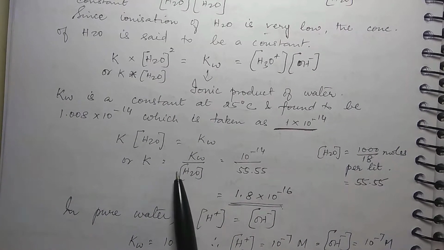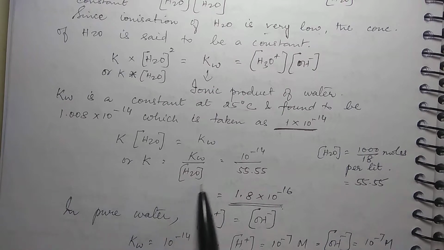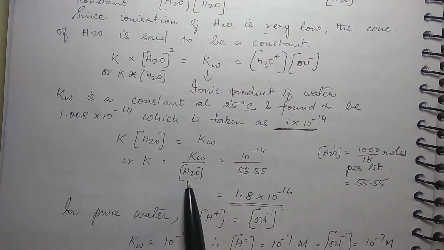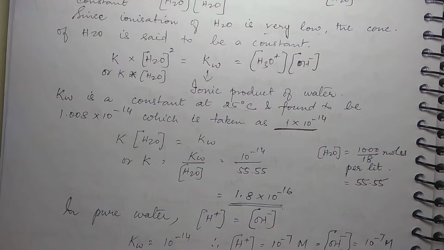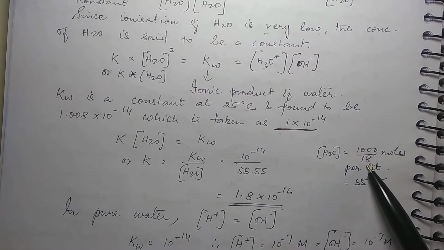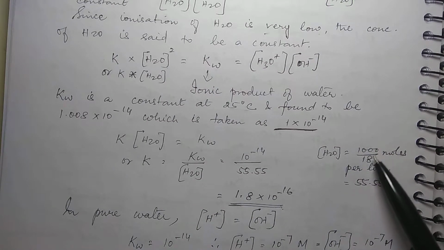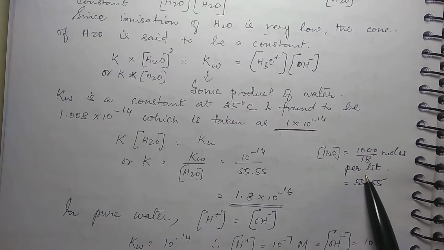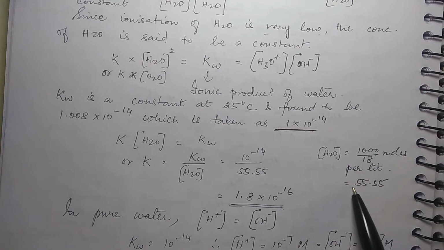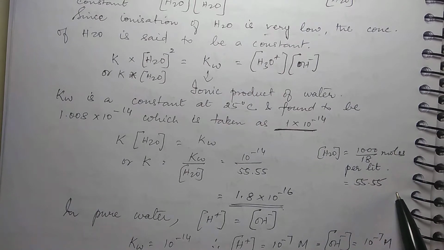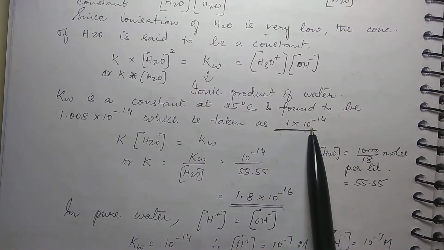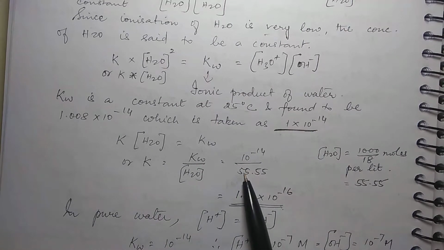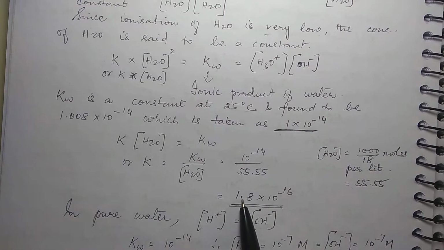Now what is the concentration of water? Number of moles per liter. You assume that you are taking 1000 grams of water. So 1000 upon 18, the molecular mass of water, will give you the number of moles. This number of moles present per liter, it is assumed to be per liter. So that is 55.5. And Kw, I told you, is 10 power minus 14. So 10 power minus 14 upon 55.55 will give you this.